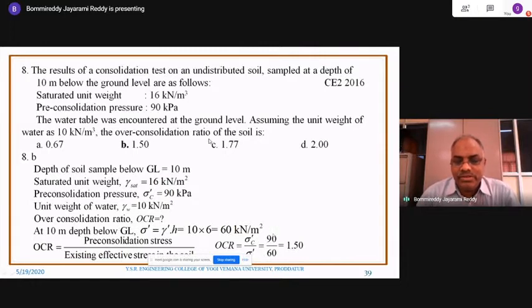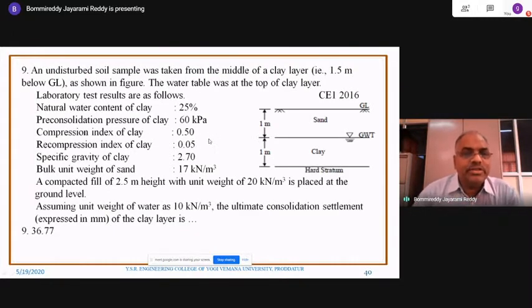So here the only thing you need is to understand the meaning of over consolidation ratio. Over consolidation ratio means the stress in the history, or pre-consolidation pressure, divided by the existing pressure on the soil. So stress history on the soil divided by existing stress on the soil is called the over consolidation ratio, and it is 1.5. Now let us look at another problem.